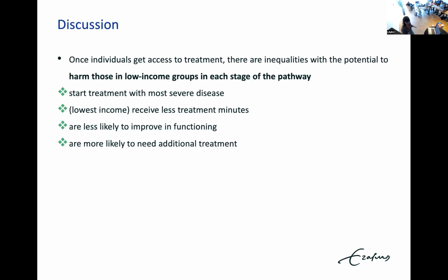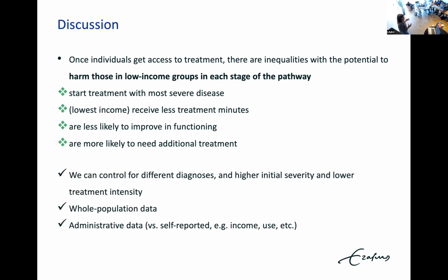So moving to the discussion, to give you time to think with me through these findings. I think what we've tried to show with this initial descriptive paper is that once individuals get access to treatment, there are inequalities that have at least the potential to harm those that are the most vulnerable at each stage. So they start the treatment with the most severe disease. The lowest income gets at least a bit less of treatment minutes. They are definitely less likely to improve functioning, and they are more likely to need additional treatment.